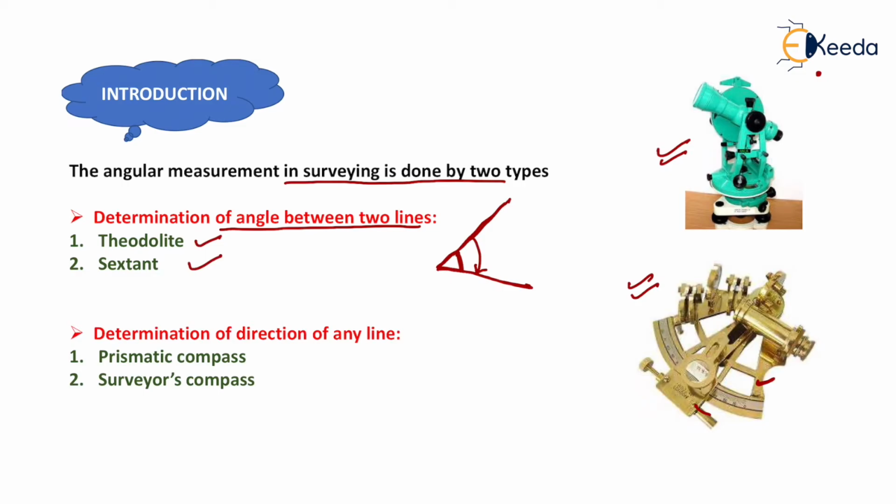Now, the next angle measurement technique is determination of the direction of any line. It means that now we have to determine the direction of any line with reference to some fixed coordinate direction, that is from north or from south. We generally measure from the north. Now, this angle theta 1 and this angle theta 2 is known as the direction of that survey line, and it can be identified by a prismatic compass or surveyor's compass.